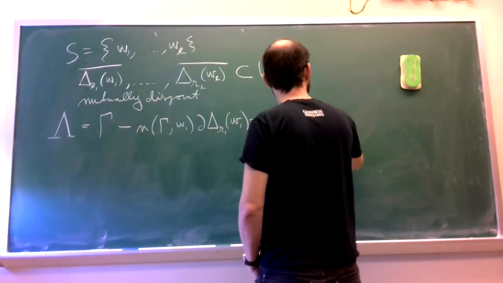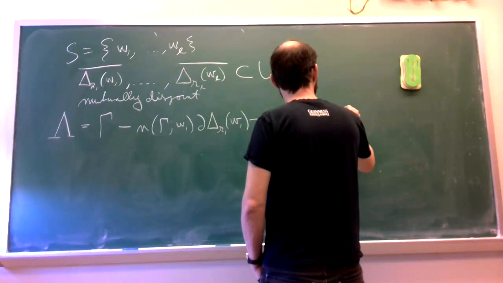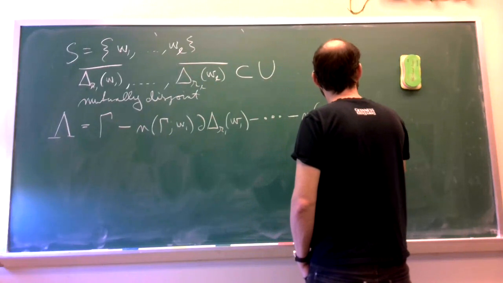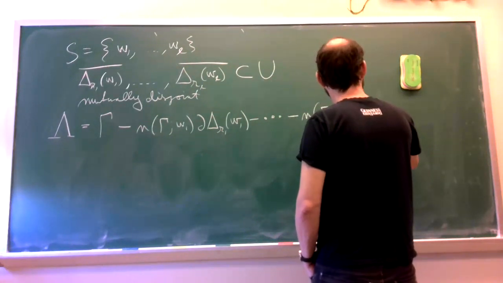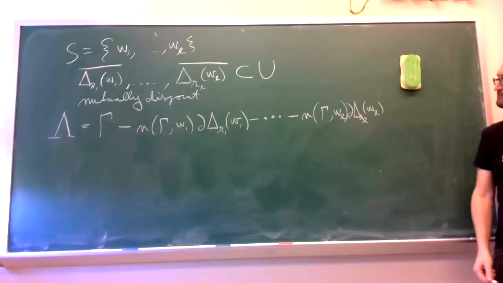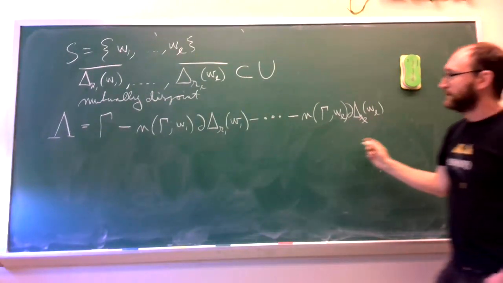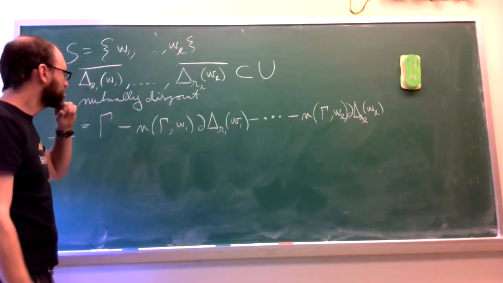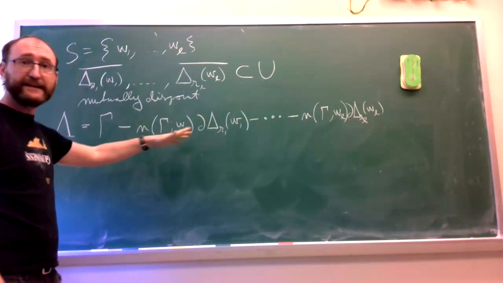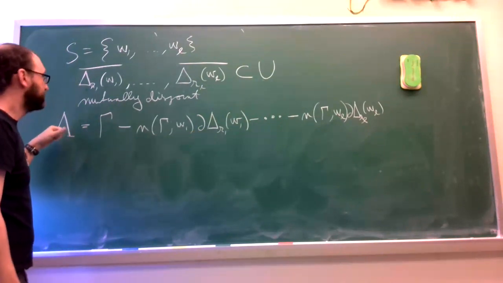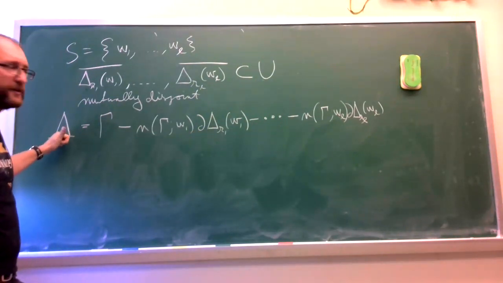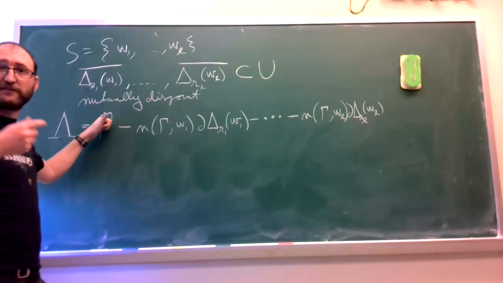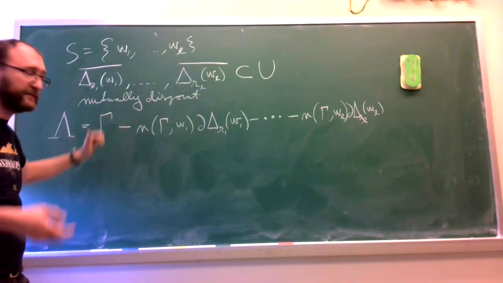So finally, WL, and the boundary of the Lth circle, right? Now, I claim that this lambda is homologous to 0 in U minus S. Remember, gamma is homologous to 0 in U, right?